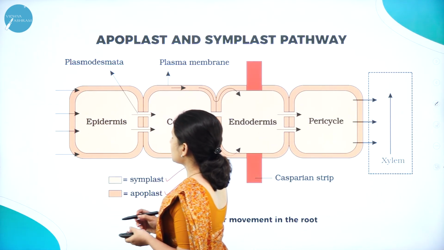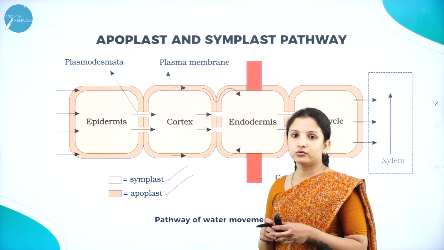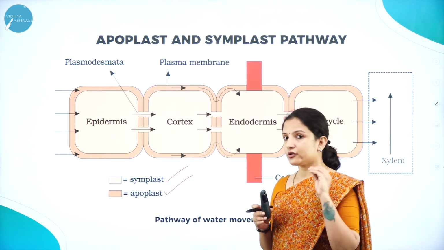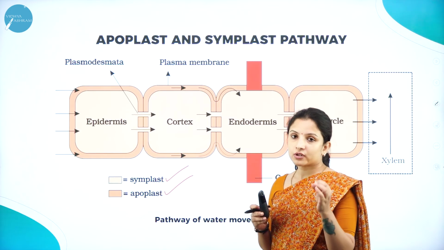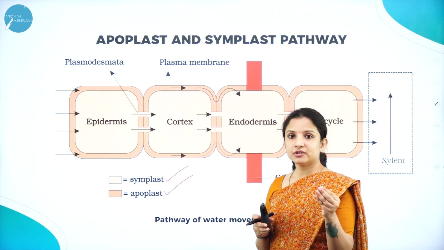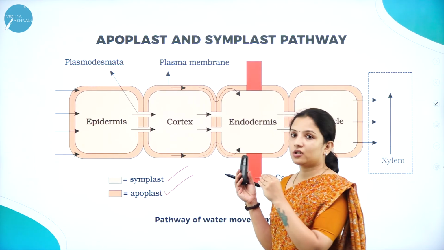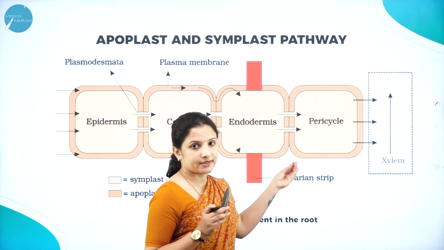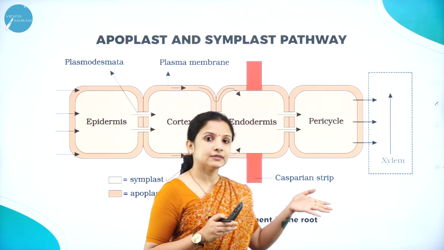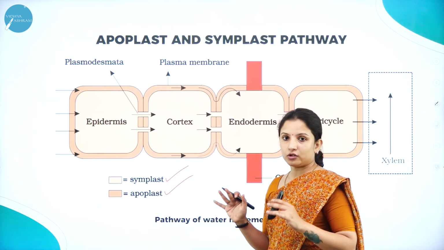When we talk about the pathway, the movement of water molecules between the cells is as follows. The water molecule first enters into the root hair. After it enters the root hair, it will enter into the epidermal cells. After it enters the epidermal cells, it has to move to the cortex. After the cortex, it has to move into the endodermis. Then it has to move into the pericycle. Then it has to move into the pith. And then from the pith, it has to enter into the xylem, right? So this is actually the movement of the water molecule.